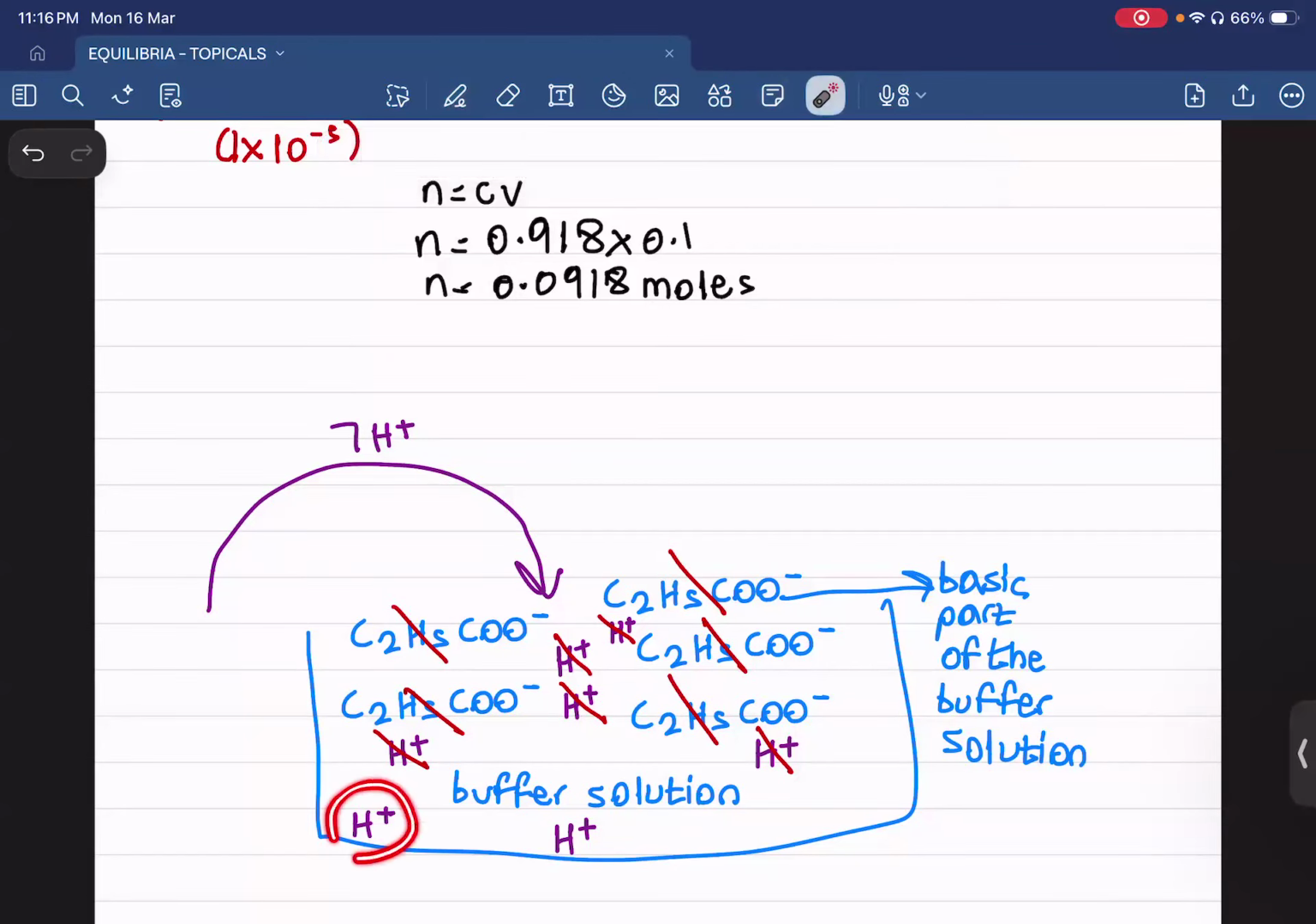Do I have two unreacted protons left? Yes. What were they supposed to react with? The basic part of this buffer. But are there any basic parts or any molecules left in this buffer that act as a base? No. So what's going to happen? These H plus ions are going to be left unreacted. If they are going to be left unreacted, then these are going to have a very, very big effect on the pH.